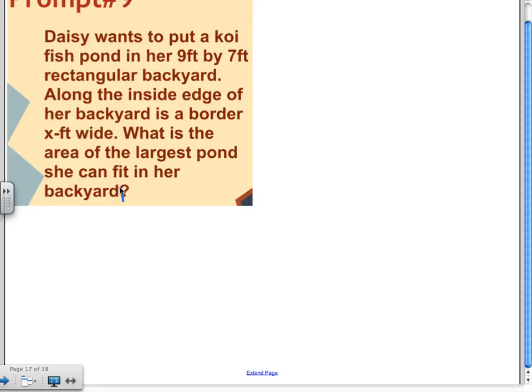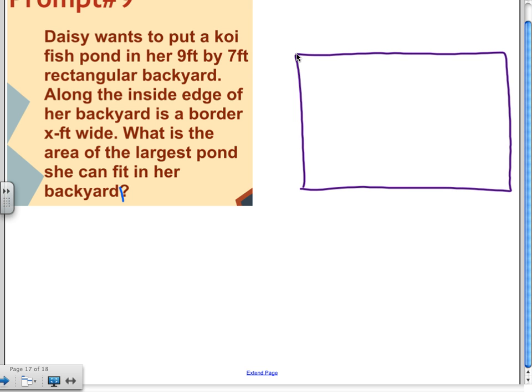So here is her backyard. I'm going to use purple to represent this. So here is the rectangular backyard. Any questions so far? I'm just drawing myself a backyard. It is 9 feet by 7 feet. So I'm going to go ahead and label the length and label the width. Please let me know if this is something that you can actually do when you read the problem. We can all do that, right?